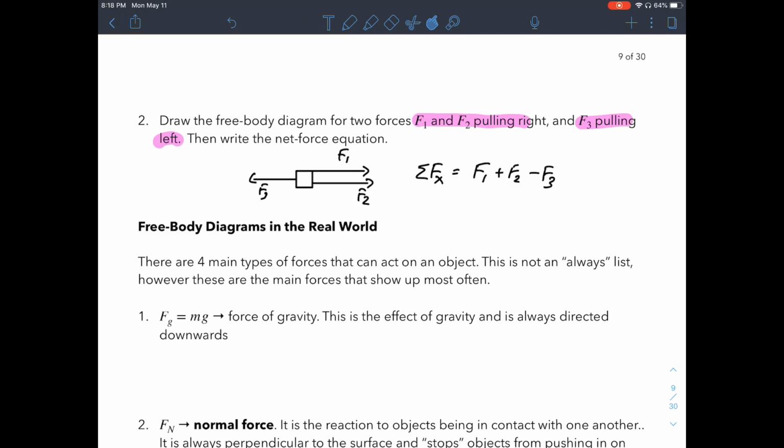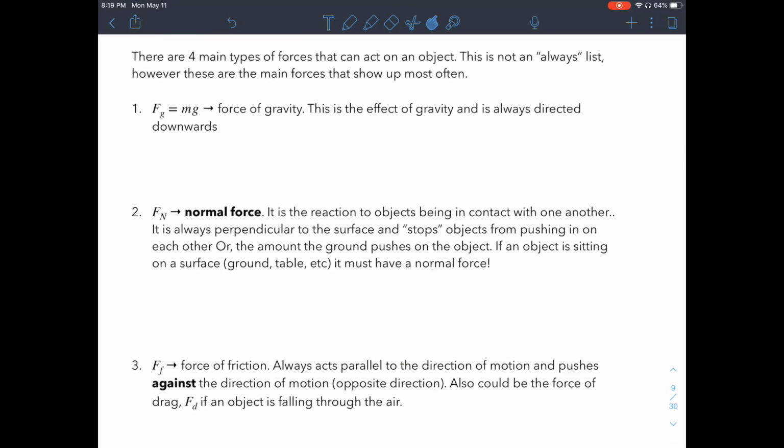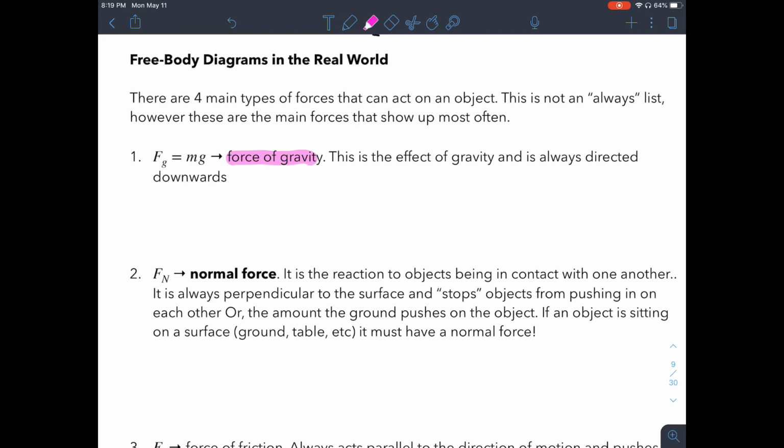Now, physics is all about the real world. So there are multiple different forces that you'll see show up in real world questions, but we've got 4 main ones. Now, the first one is the force of gravity, okay? This is Fg, and the force of gravity is always equal to mass times acceleration. It is always, always, always directed downwards. So if we have a box on Earth like so, we have the force of gravity going downwards, and that force of gravity is always, always, always equal to mass times gravity, okay?